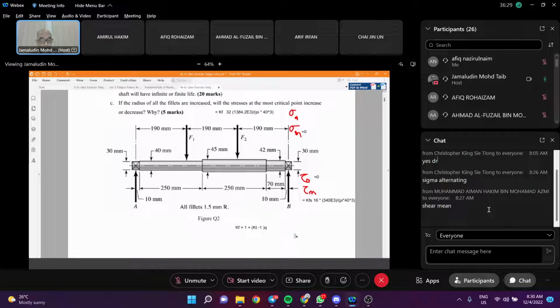Sigma alternating and shear mean. Until 8:45, 15 minutes. Make sure you get the books. Try to find the books. You have to. There are a number of figures you have to look for as well as the properties of the material. All right, 8:45.